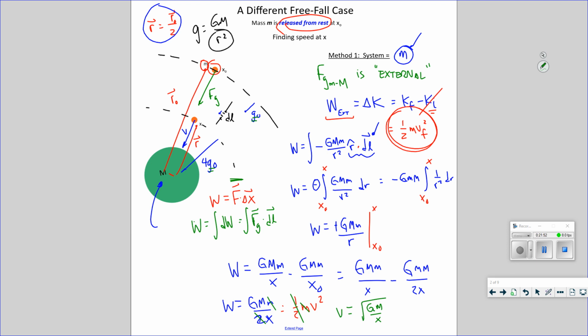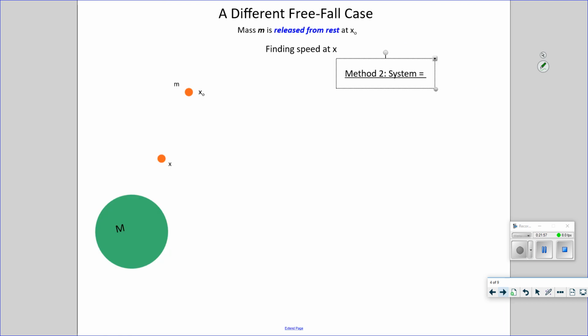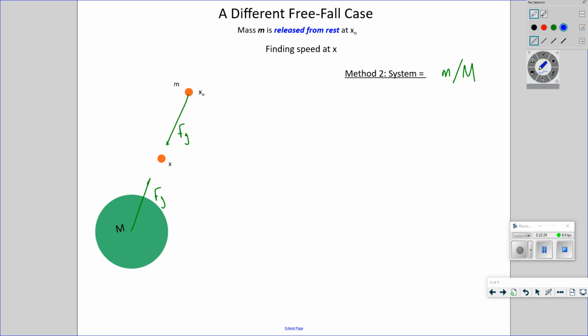Okay. Now, the other way to do this, I'll come back to that. The other way to do this is to say that our system is little m and big M. And if we do that, what we have is a system where objects exert forces on each other. Those forces are gravitational forces, and only gravitational forces, right? There's an Fg like this, there's an Fg like that. And gravitational forces are conservative, and thus this system's mechanical energy is conserved.